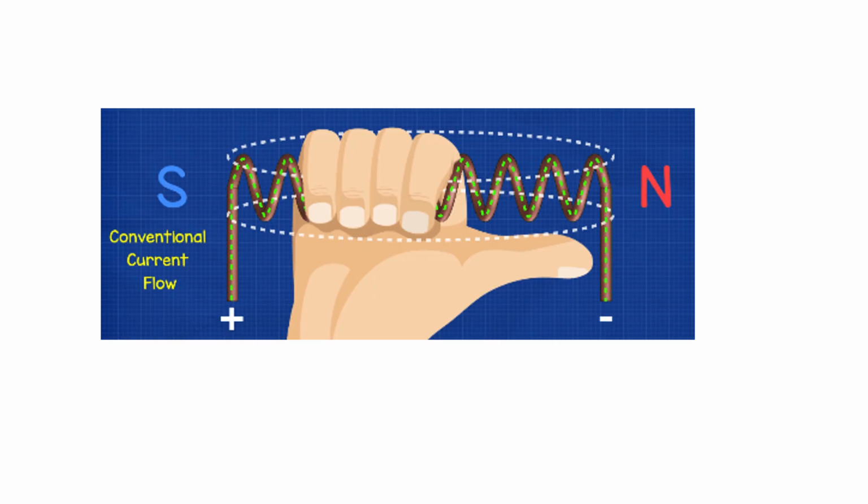So here, if you look at this diagram, this is conventional current. So conventional current is from positive to negative. So if you're going in, it is south, and going out is north.